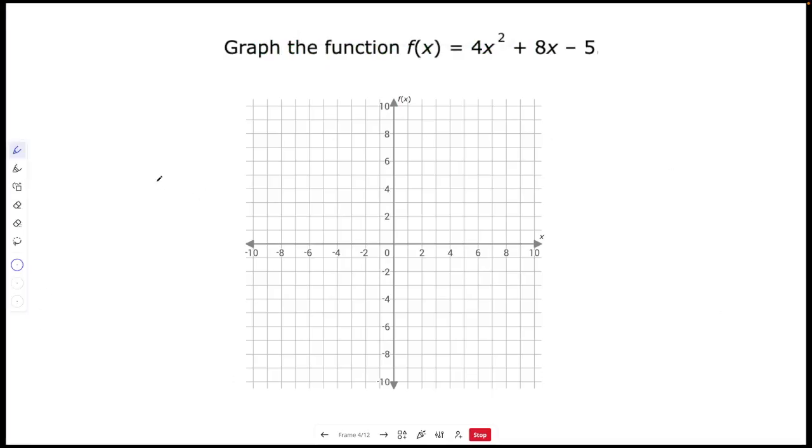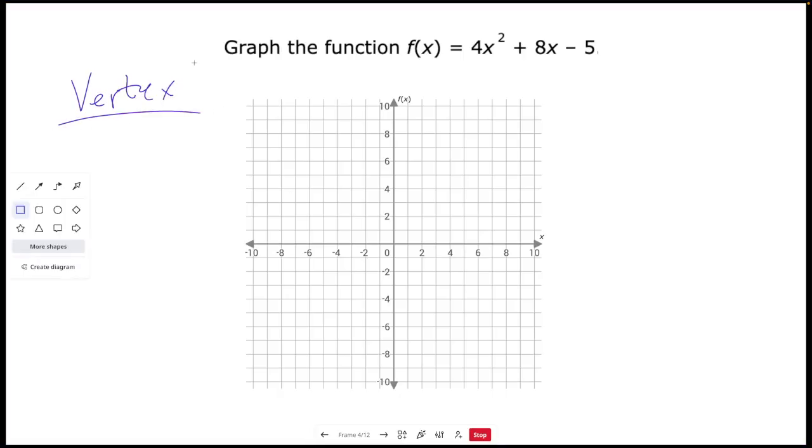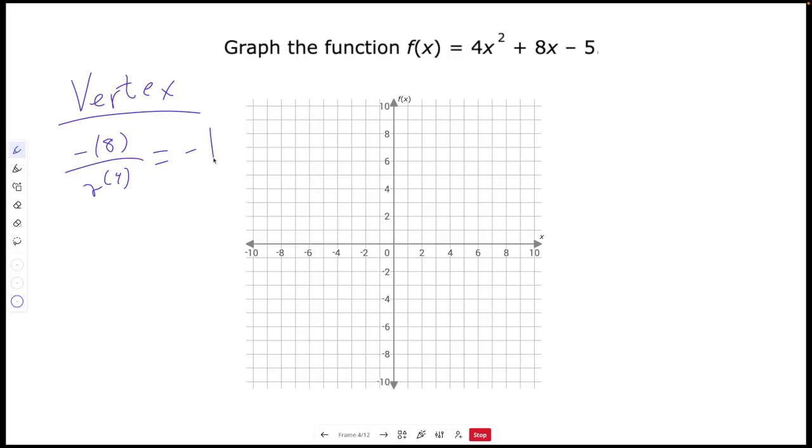Let's do purple today. We should already know how to do this, negative b over 2a. So we need our vertex, so let's start with the vertex. For the vertex, we do negative b over 2a, so that would be negative 8 over 2 times 4, which gives us negative 1. Then we take that negative 1, we plug it in for all the x's.